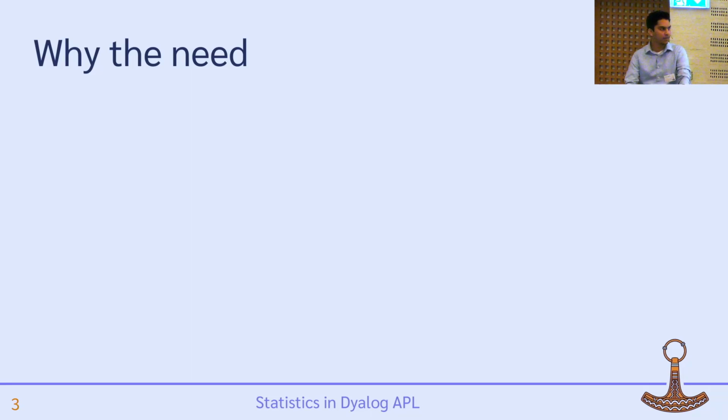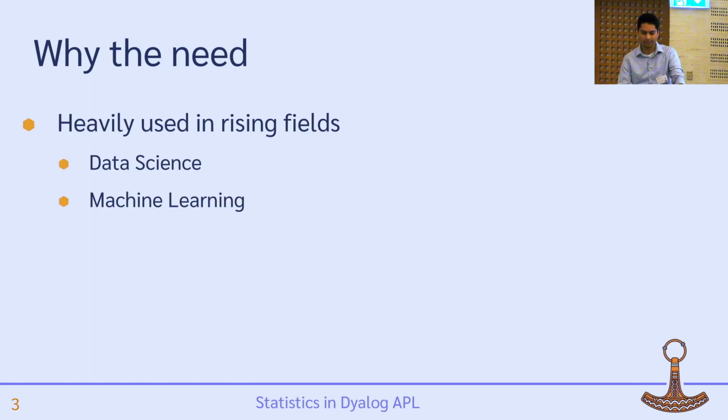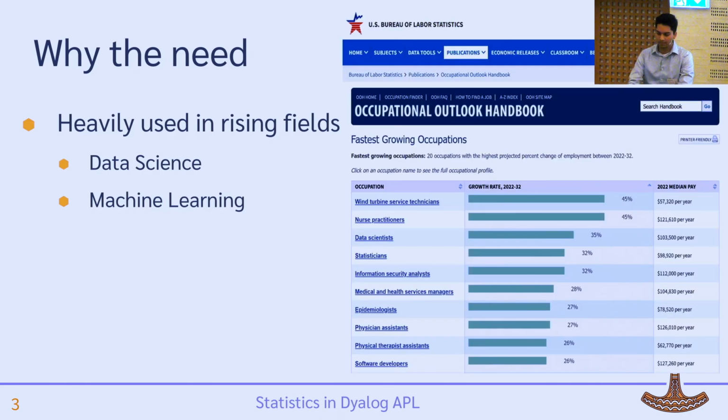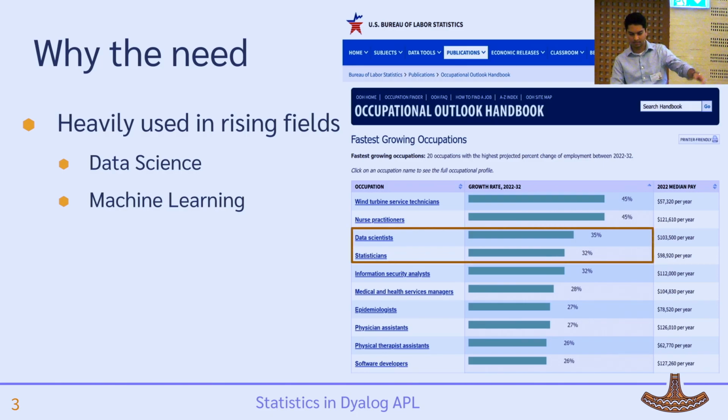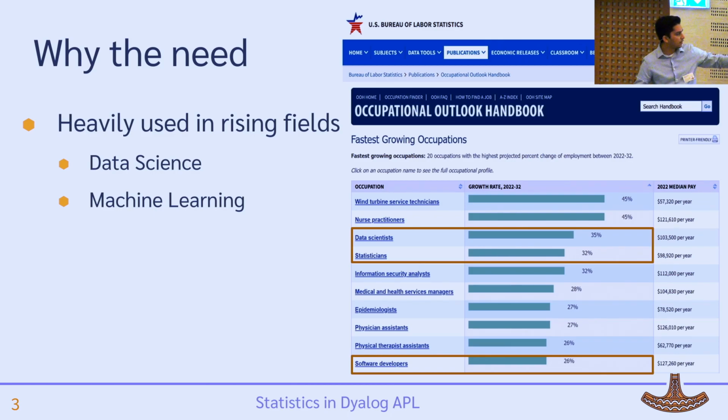But why the need for statistics now? Well, it's heavily used in rising fields like data science and machine learning, where it's become cool to do statistics again. If we look at the U.S. Bureau of Labor Statistics, you'll see data science and statisticians is one of the top growing jobs right now, even higher than software developers. But of course, this is a talk on statistics, so the sample size is different in each category.